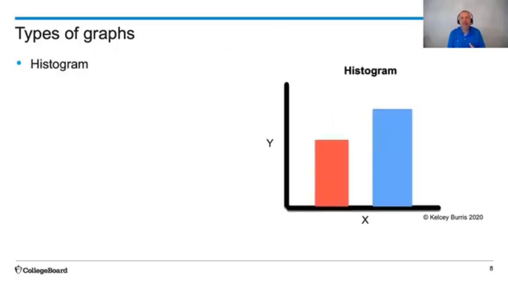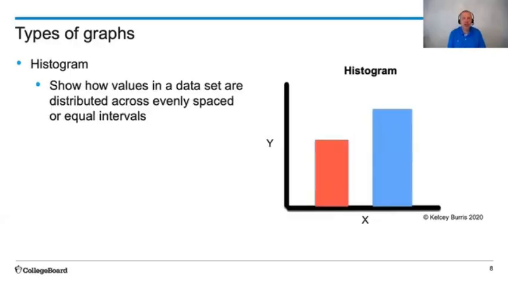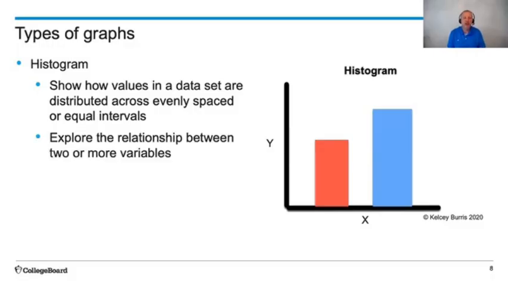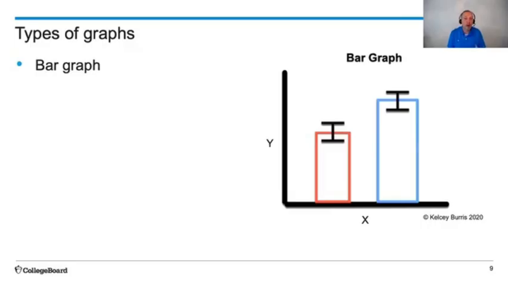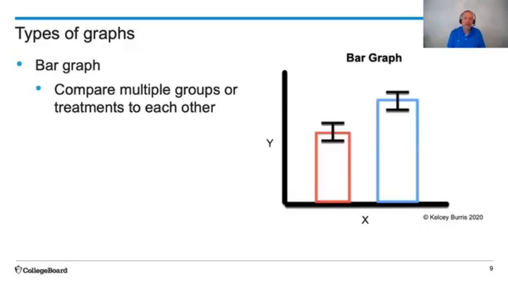The next type of graph is a histogram. It shows how values in a data set are distributed across evenly spaced or equal intervals. You can also explore the relationships between two or more variables with a histogram. For a bar graph, simply comparing multiple groups or treatments to each other.